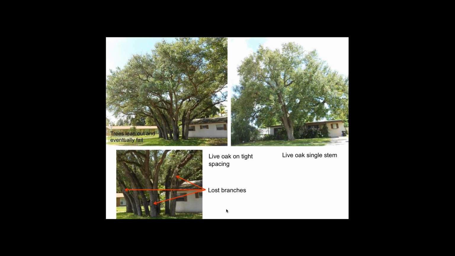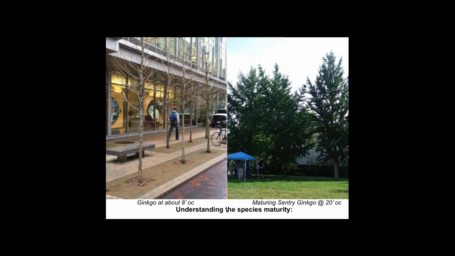But you can also see that gradually over time, branches have fallen out of the tightly spaced tree, where the single stem tree has a much healthier, structurally a much better canopy, is easier to maintain, and a much more successful tree for the long term for the person who owns that particular tree. And we need to understand how the tree is going to perform at maturity.